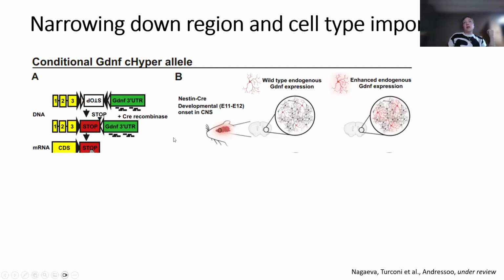First of all, we wanted to see whether the central part of the motor system is the most important or the peripheral. So that's why we crossed these animals with a Nestin-Cre mouse line, which, when crossed with conditional hypermorph GDNF mice, would restrict the upregulation of GDNF only to the cells which naturally produce GDNF, but only in the central nervous system. And this upregulation happens at embryonic days 11 and 12.